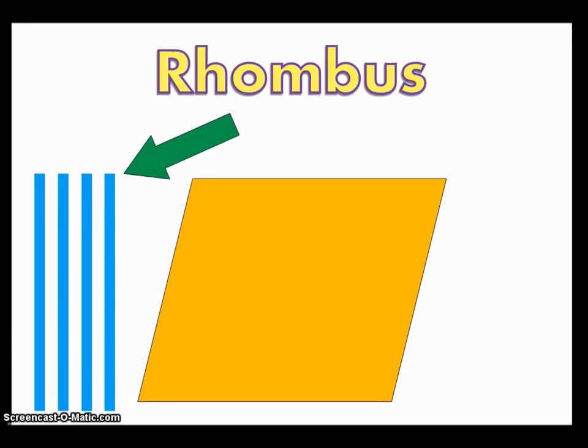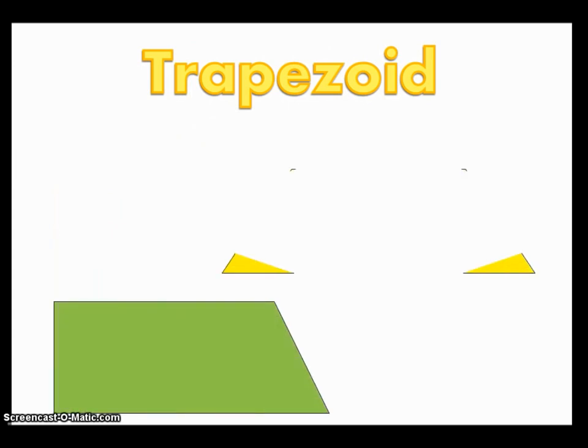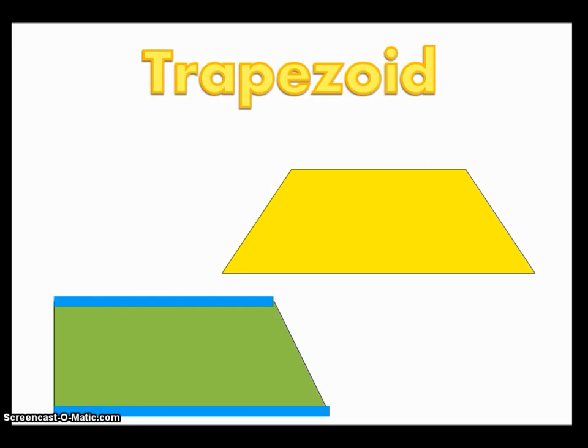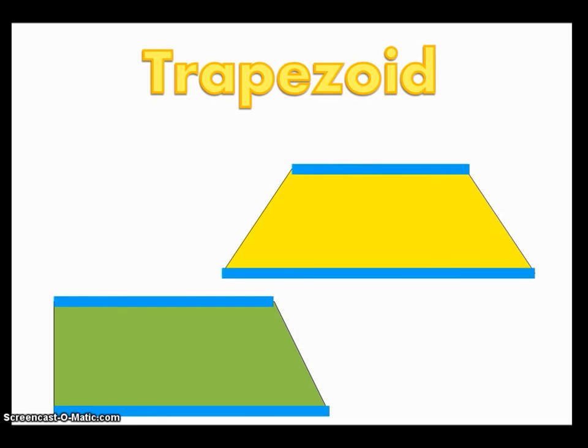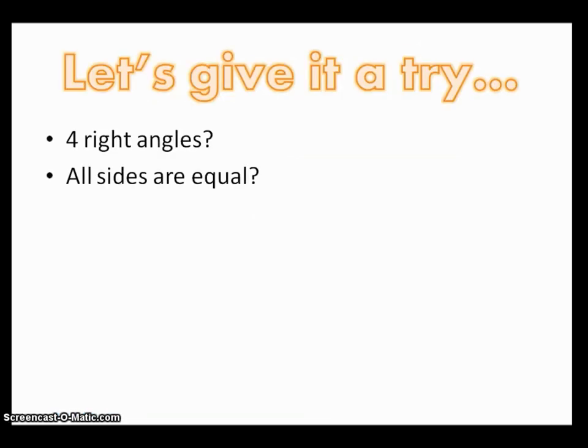And our last quadrilateral for today is called a trapezoid. Trapezoids can come in many different forms that look kind of different from each other, but they're all still trapezoids. The main thing is that they just have one set of parallel sides. Only one. The other side is not parallel. So let's go ahead and give this a try now.